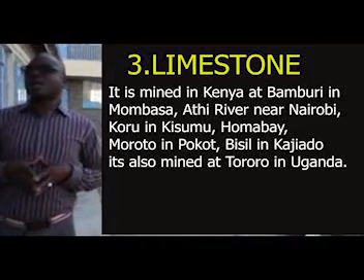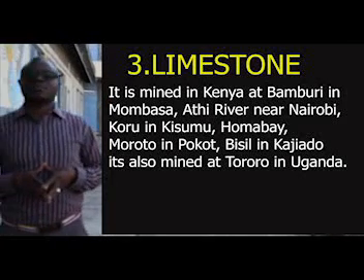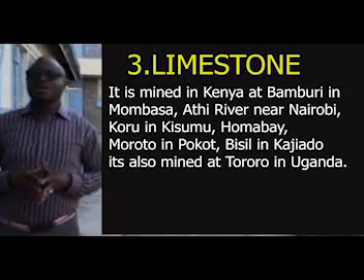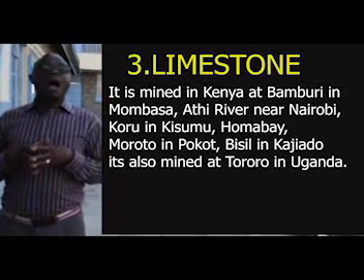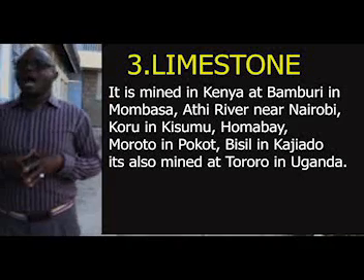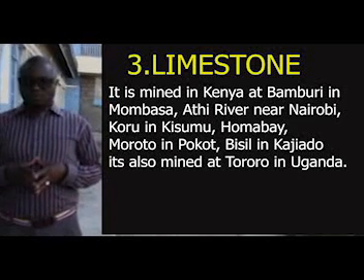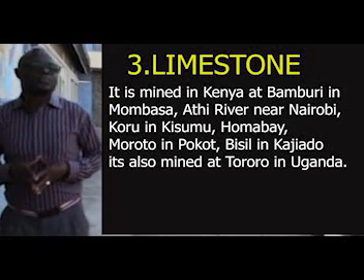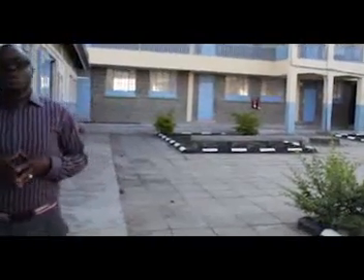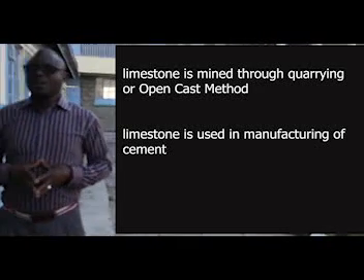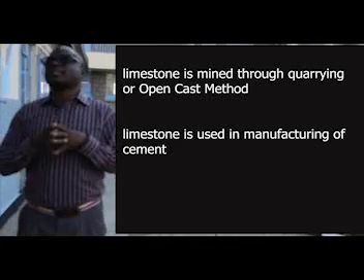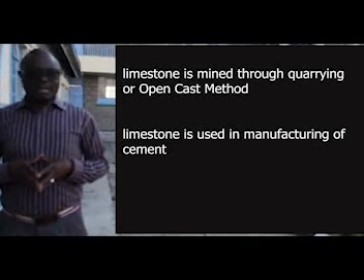Another very important mineral is limestone. Limestone is mined in Kenya at Bamburi in Mombasa, at Athi River near Nairobi, Koru in Kisumu, Homa Bay, and Moroto in Pokot, and Bisil in Kajiado. In Uganda, limestone is mined at Tororo. Now, limestone is mined through a method known as quarrying, and I've said quarrying is also known as open cast. Limestone is used in manufacturing of cement.